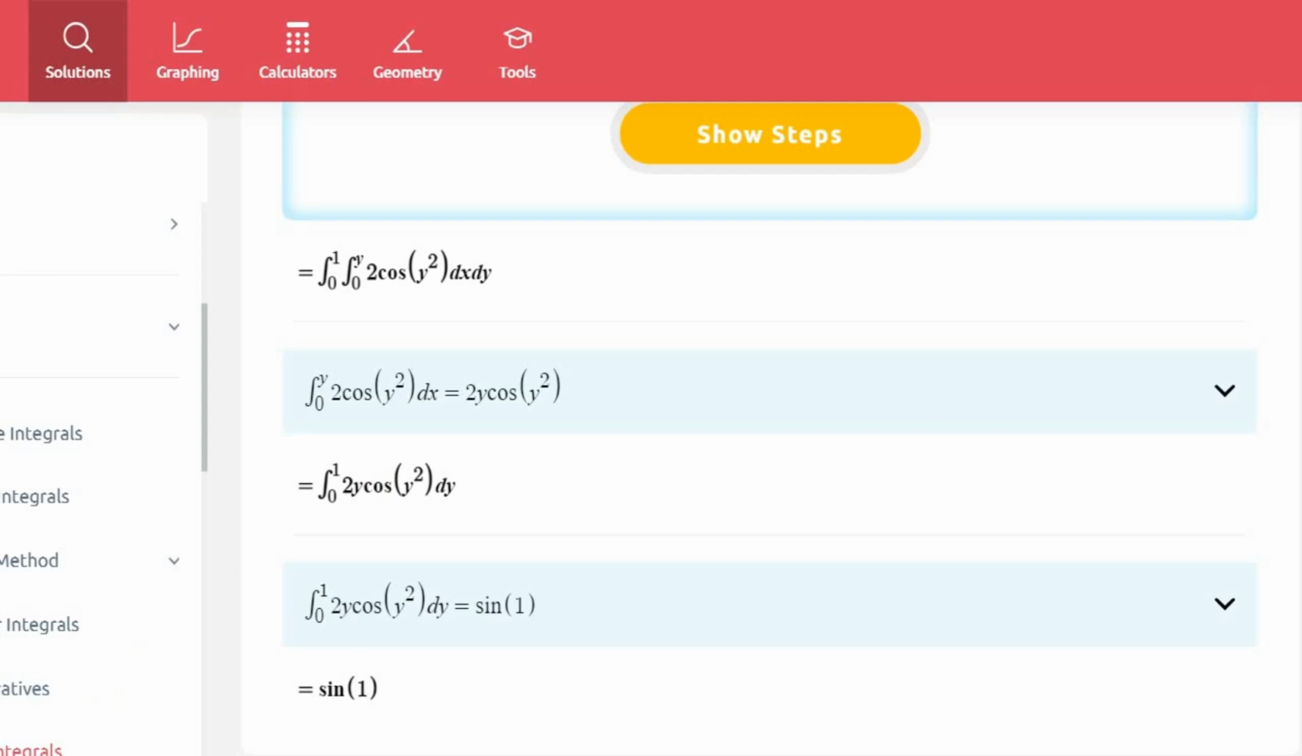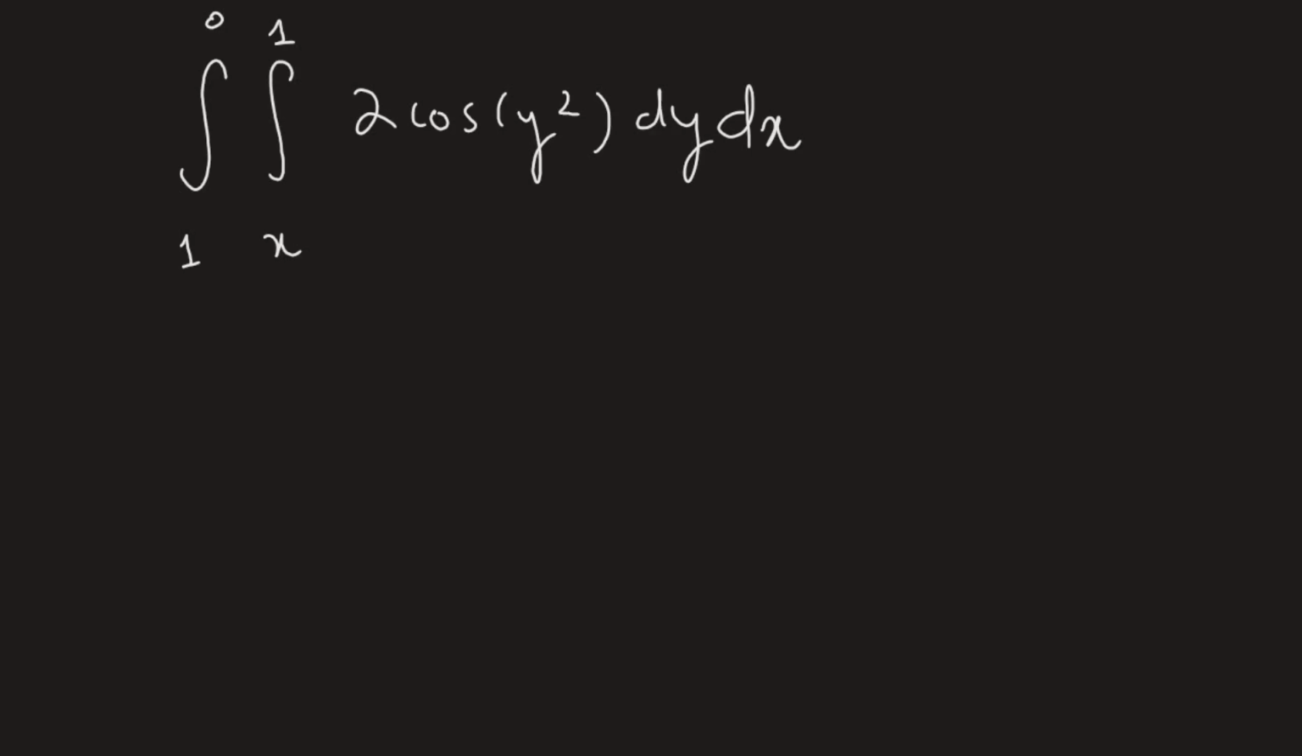Okay, so let's continue. How did they even change the order of integration? You guys know this is Fubini's theorem, which allows us to change the order of integration. The first step we always have to do is to draw the graph, using the limits of integration that you are given.